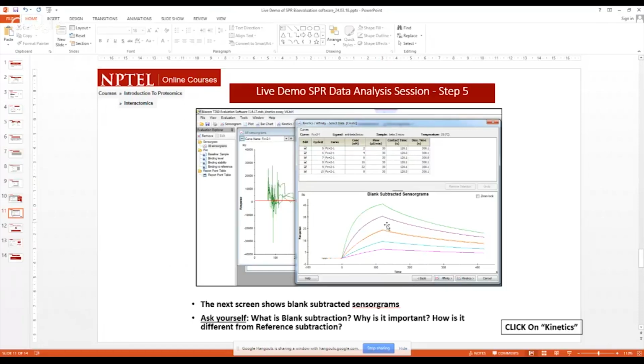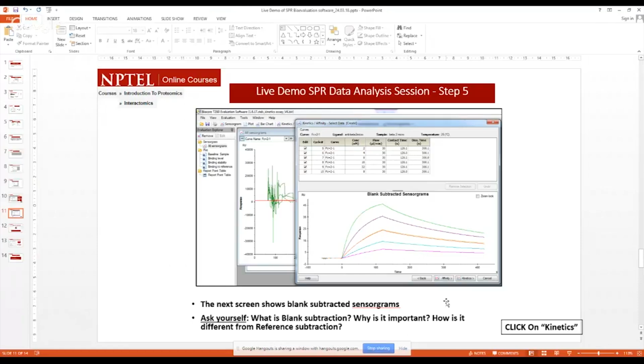In SPR, in this case, what we are doing is something called double referencing. So when you do reference subtraction as well as blank subtraction, you are making sure that the signal that you obtain is very specific to your ligand. And this is why double referencing is extremely important in your SPR assays.